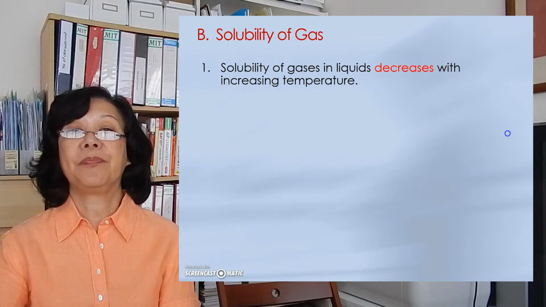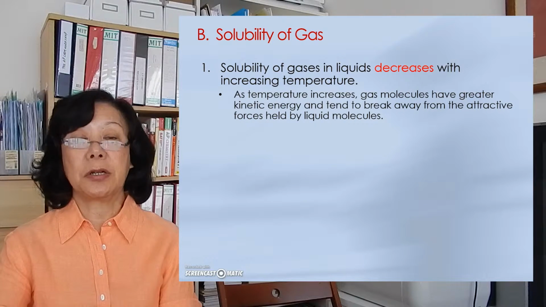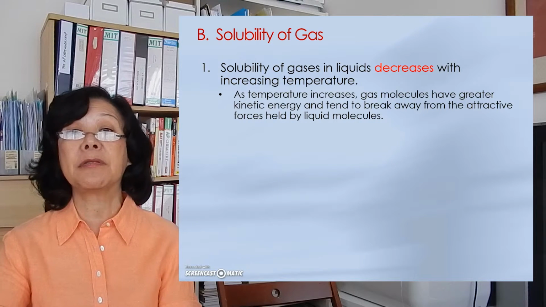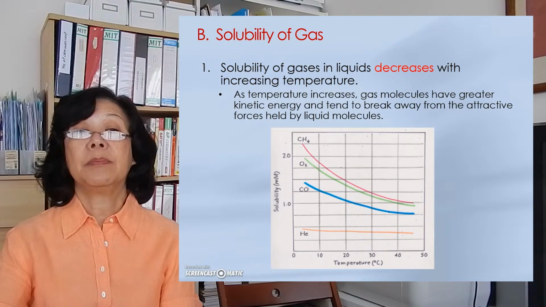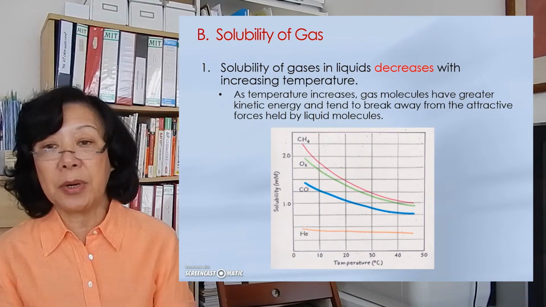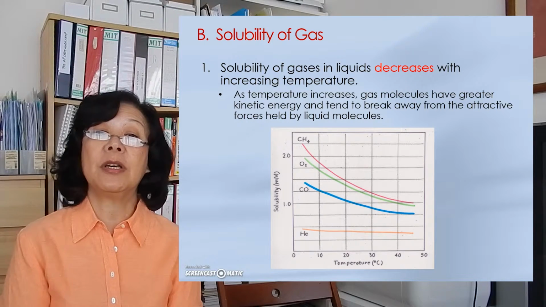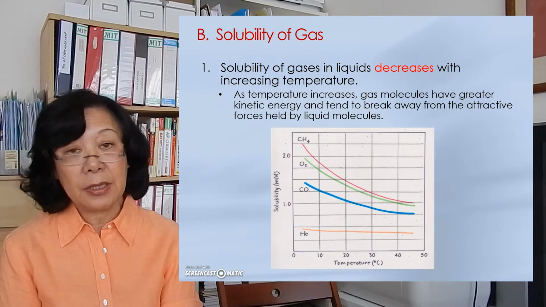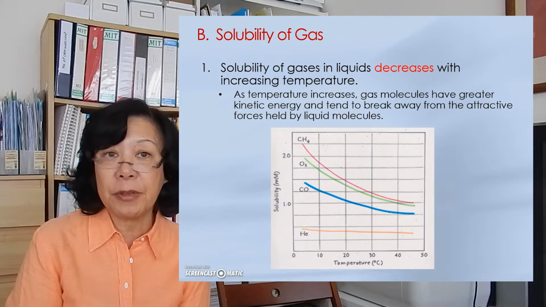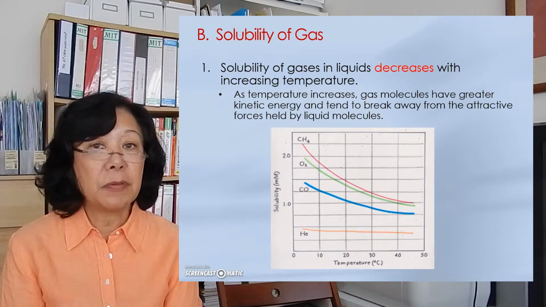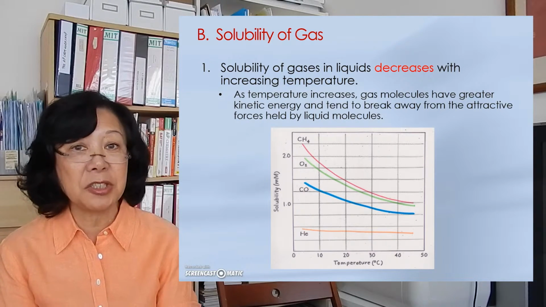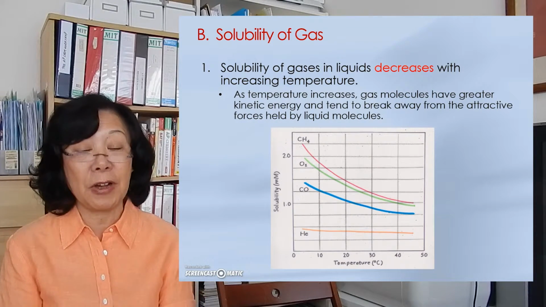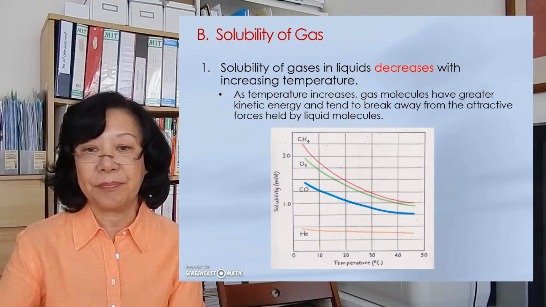Solubility of gas. Opposite to the solubility of solids, the solubility of gas actually decreases with increasing temperature. Because as temperature increases, gas molecules have greater kinetic energy and tend to break away from the attractive forces held by liquid molecules. That's why in the summertime, the fish will be found in the cooler region of the water rather than the sunny water, because it's too hot there, and it's not because the fish are afraid of being hot. There's not enough oxygen for them to take in.